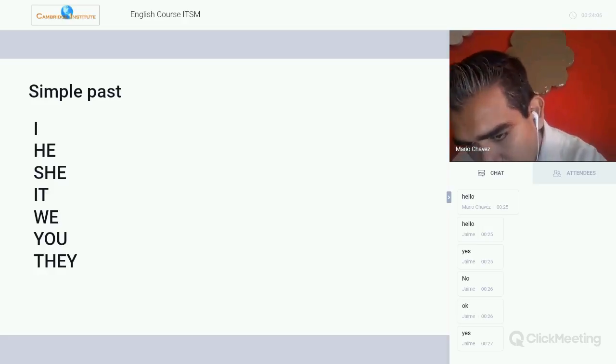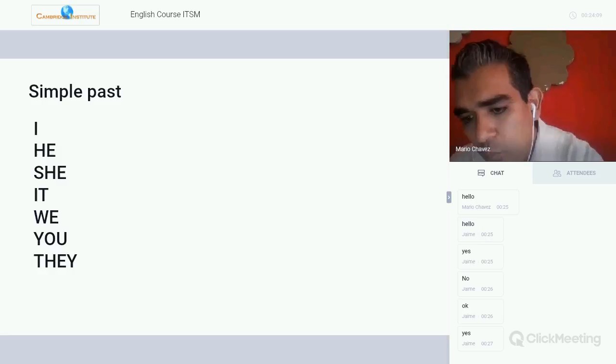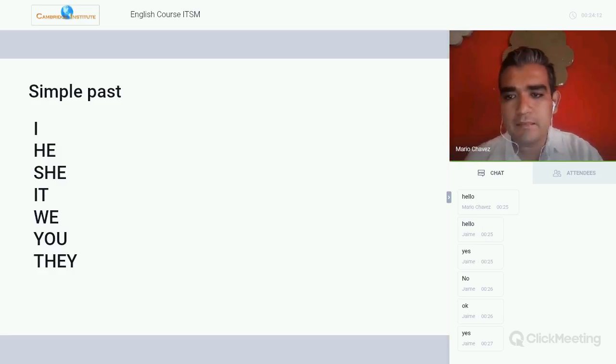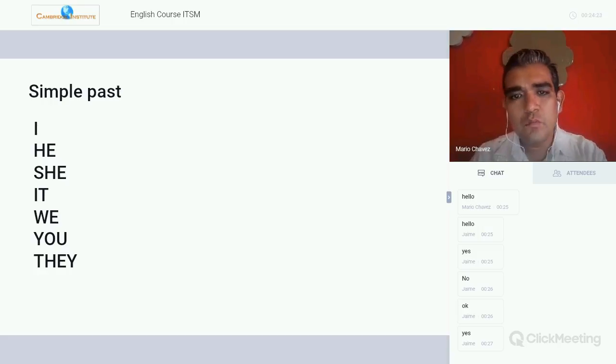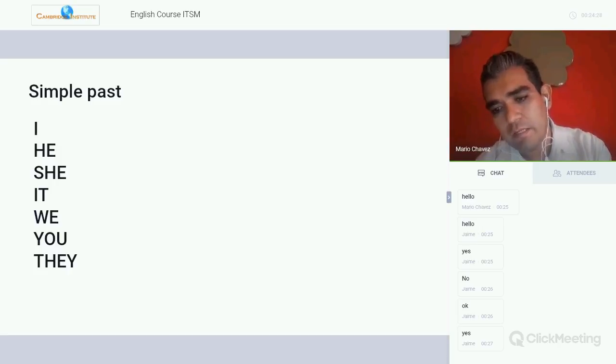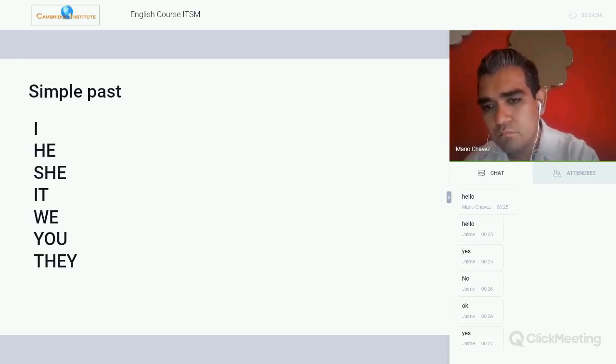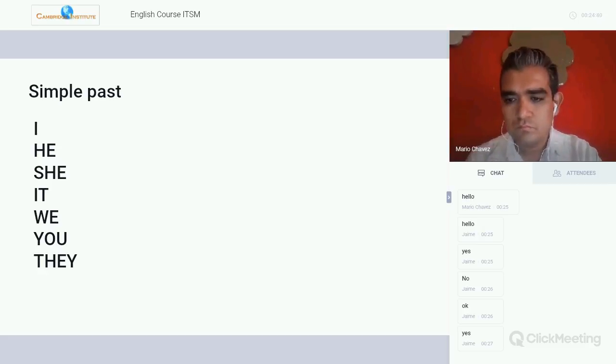Okay. So, Jaime, what do we do to say things in past? ¿Qué hacemos para decir cosas en pasado, Jaime? What do we do to say things in the past? Cuando queremos decir algo en pasado, ¿qué es lo que tenemos que hacer? What should we do? Do you remember? Yes or no?